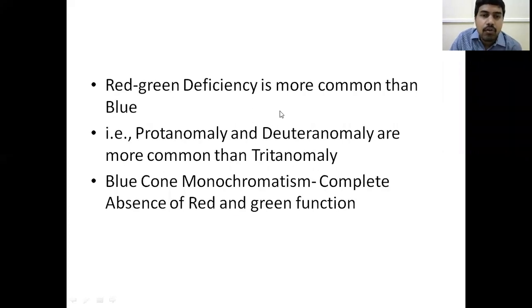So out of all these, red-green deficiency is more common than blue. The most common thing which we see in our daily practice is red-green deficiency. If you take about 100 patients, nearly 60 to 70 of them will have red-green deficiency. Very rarely you will see blue color deficiency in your clinical practice. That is, protanomaly and deuteranomaly are more common than tritanomaly. That is, defective red identification and defective green identification. Blue cone monochromatism can also be seen in some patients. Complete absence of red and green. So in blue cone monochromatism, the patient completely cannot see red and green color. Everything will appear blue for this patient, but this is very rare. The most common color vision defect you'll be seeing is red-green deficiency.